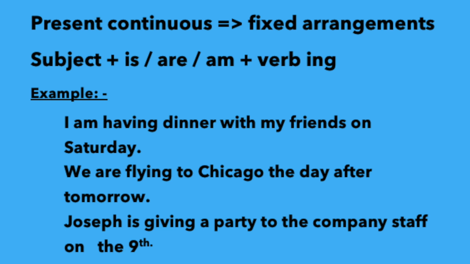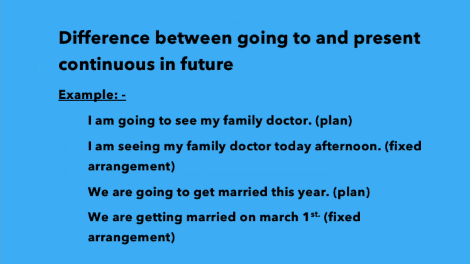Then Joseph is giving a party to the company staff on the 9th. On the 9th means on the 9th of this month. This is also a fixed arrangement. So you might be asking, what is the difference between going to and the present continuous? So here is an example which will help you to understand.